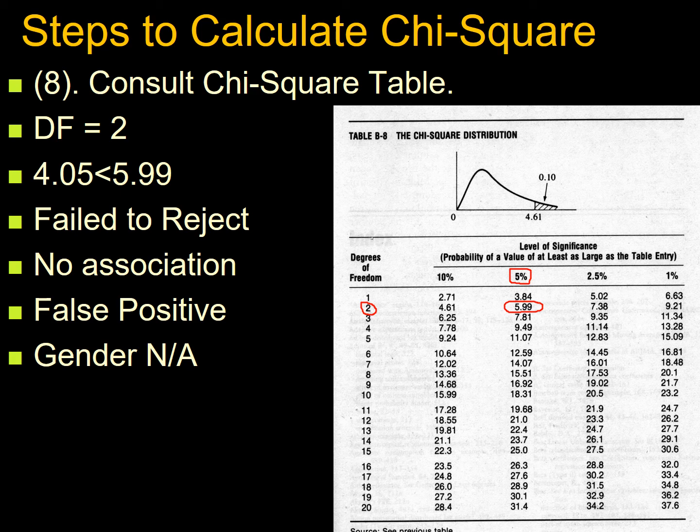So we compare the value we calculated, 4.05, and the critical value, and what we want to do is have our calculated value exceed the critical value. In this particular case, it doesn't. We fail to reject the hypothesis that there is no association. So we see a false positive. We look at this relationship and we go, you know what, it looks like gender does explain something, but in fact it doesn't. Gender, in this particular contingency table, has no predictive or explanatory power and is not associated with the apparent difference between male and female.